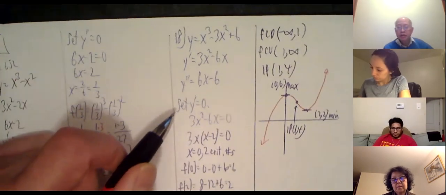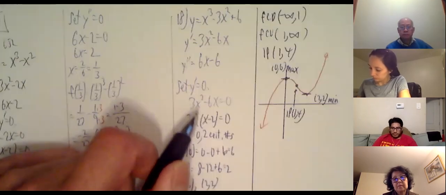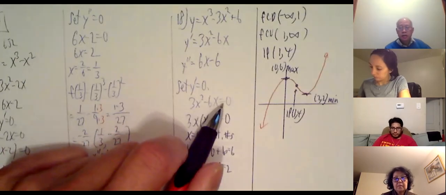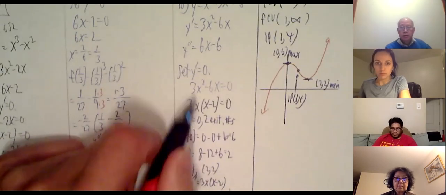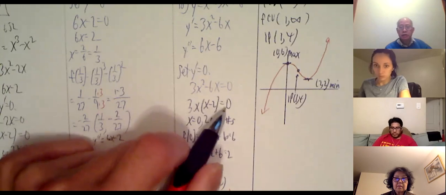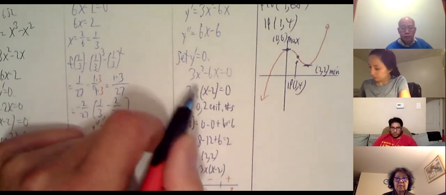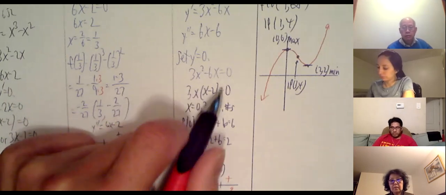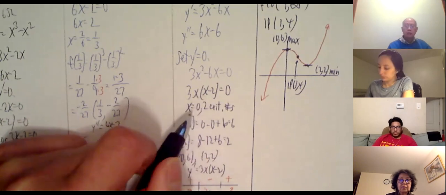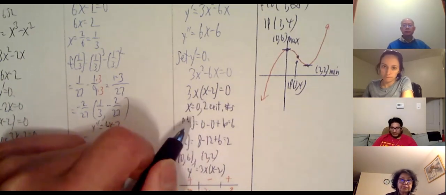The first part of the problem is just like last time: set the derivative equal to 0. 3x squared minus 6x equals 0. Factorize: 3x times x minus 2 equals 0. What number makes this 0? 0. What number makes this 0? 2. So my critical numbers are x equals 0 and x equals 2.